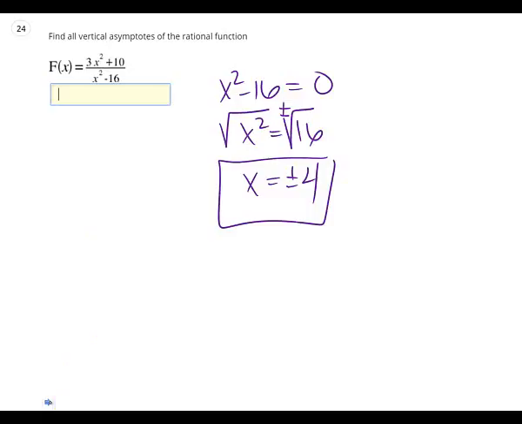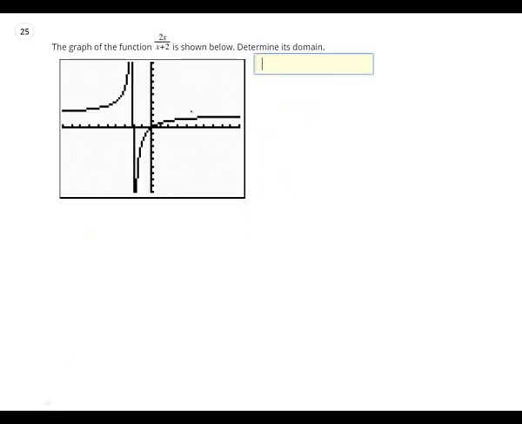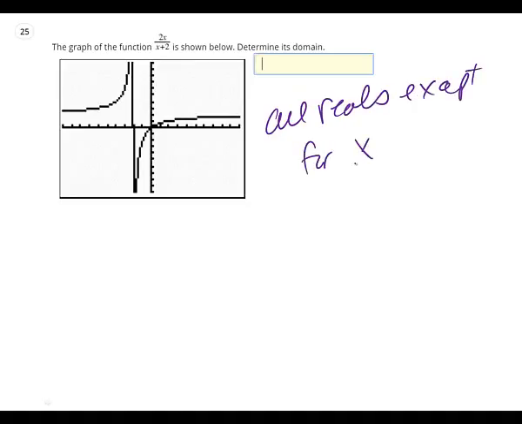All right, we good with 24? All right, 25, it says graph of the function is shown, determine its domain. So its domain would be everything except that asymptote, wouldn't it? So we would write all reals except for what? x equals negative 2. And if you didn't see it from the graph, remember you take that denominator and set it equal to 0. And you get the negative 2 from there. All right, we good with 25?